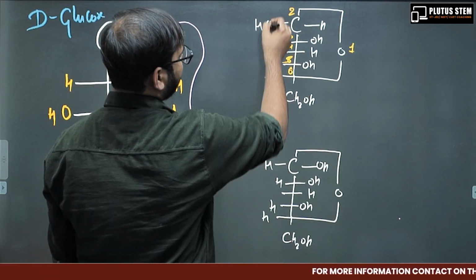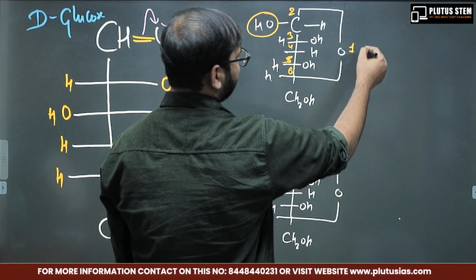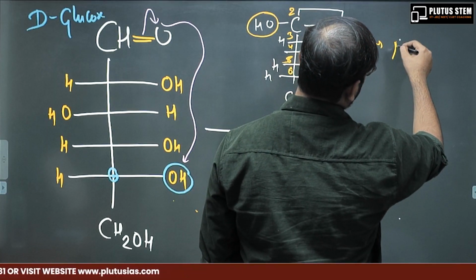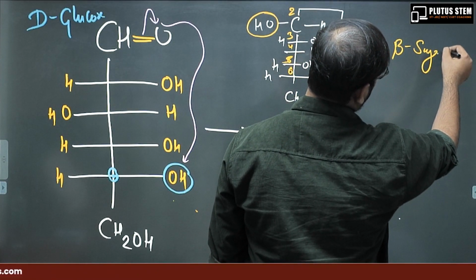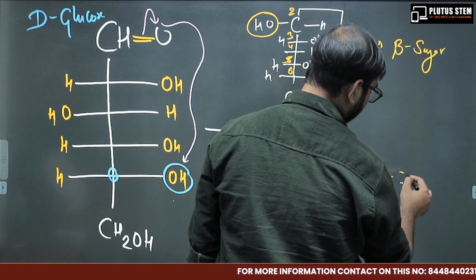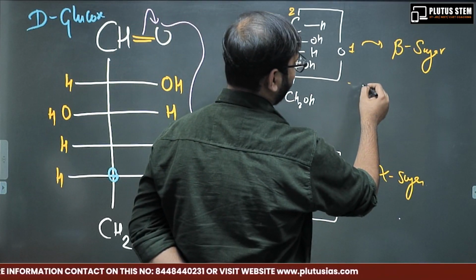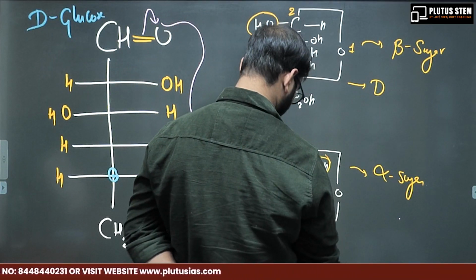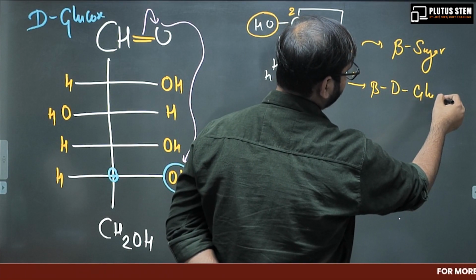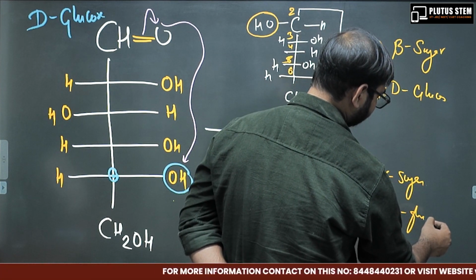Now the sugars or the cyclic structures having OH on the outside of the ring are called your beta sugars. But if the OH is lying inside of the ring, such sugars are called your alpha sugars. Since I have taken D-glucose, this glucose molecule will be called beta D-glucose, and this one would be called alpha D-glucose.